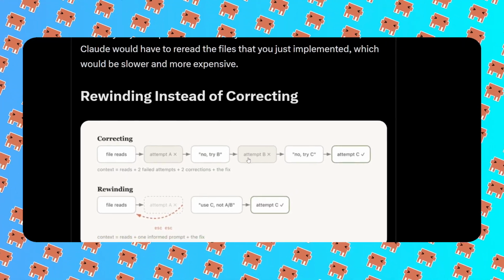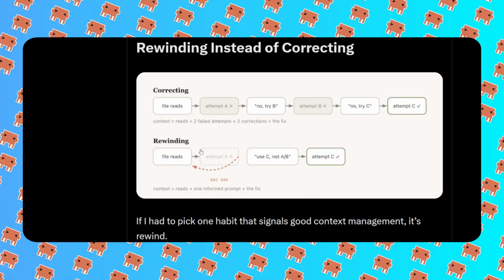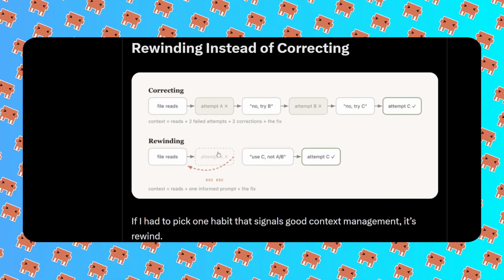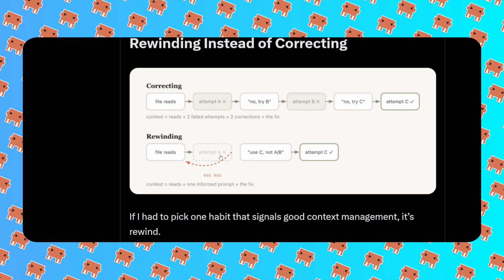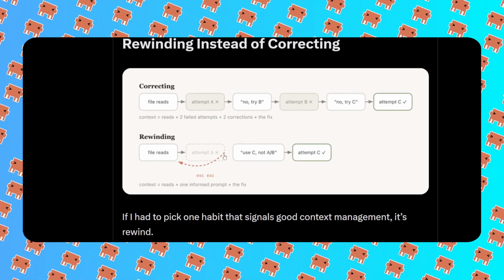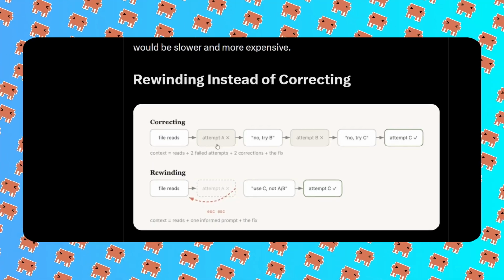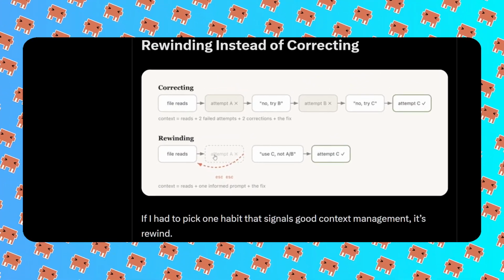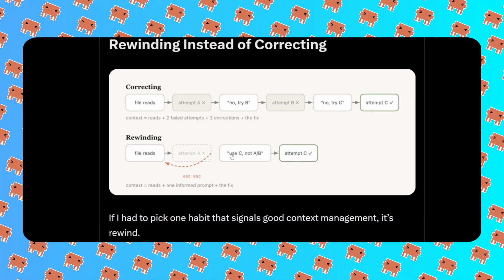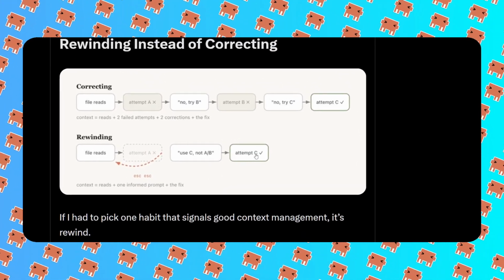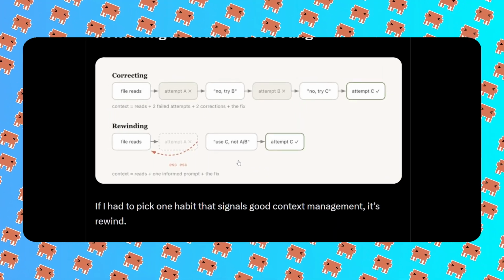So what this essentially does is, instead of you having Claude read the files, attempt A, then you say no, try B, it attempts B, then you say no, try C, and it attempts C, you have all this bloat in the window. You can literally have it read the files, it attempts A, rewind back to the file reads. Now attempt B, it attempts B, rewind back to the file reads and say, use C, not A or B. Boom. Okay, C works, we're good. If C didn't work, you could just rewind back and then say, none of these worked, try something else.